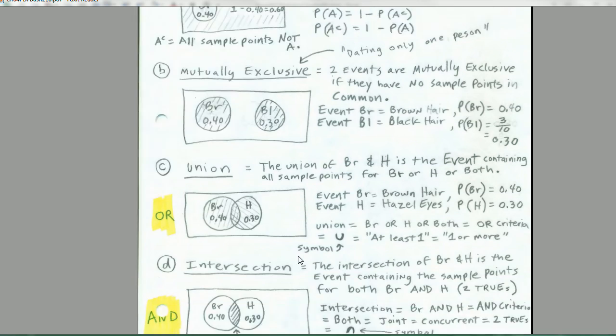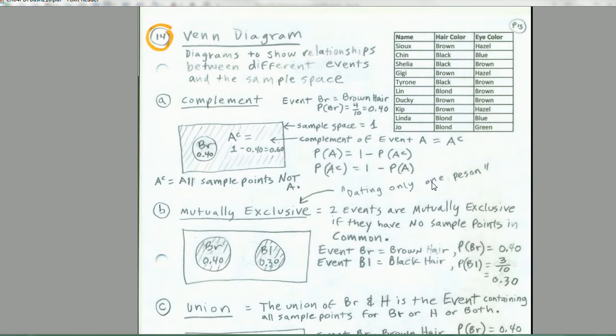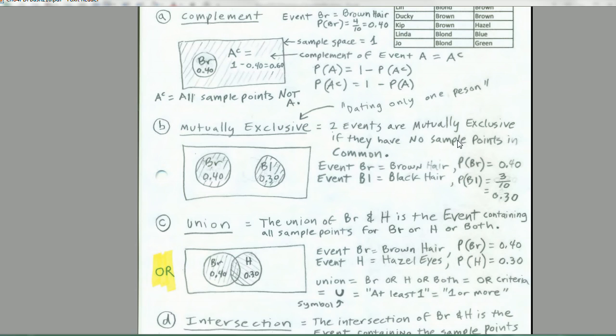We want to talk about union and intersection. The union, you can think of it as or. We're asking a much different question here. We're going to define the event brown hair or hazel eyes. If we look up in the data set, we can see brown hazel, brown hazel, brown brown. That means hair color, eye color, and then brown hazel. So there's some of each. And if we were simply to add the probability for brown and add it to hazel, we double count.